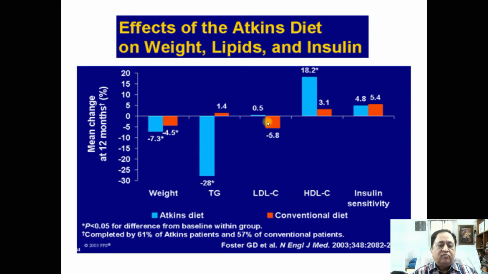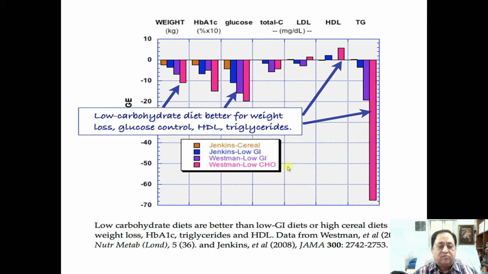Atkins diet has been found to be most powerful, as I told you, in terms of weight loss, in terms of correction of lipids, in terms of improvements of HDL, and in terms of insulin sensitivity. And there are many papers like this particular one. Similarly, when it comes to low carbohydrate diet, it is found to be the best diet which can cut down HbA1c, glucose parameters, and of course correct dyslipidemia, as I told you, with Atkins diet. So the low carbohydrate diet actually matches with the Atkins diet.